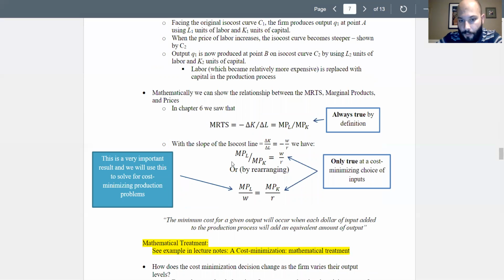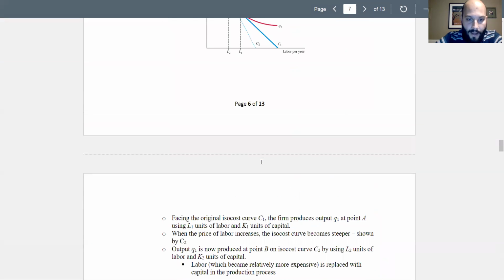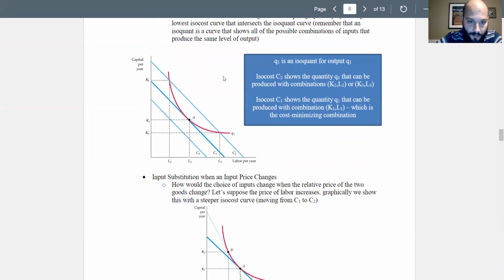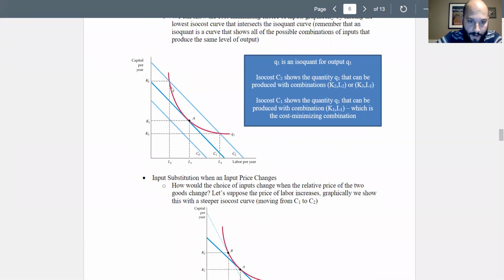We know that the slope of the isocost line from the previous video is change in capital over change in labor, which we can prove mathematically is MPL over MPK. It will always be MPL over MPK, so try to commit that to memory. MPL over MPK, so the slope of our isoquant here, slope of Q1, is MPL over MPK.